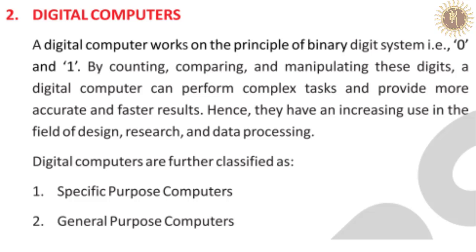2. Digital computers. A digital computer works on the principle of the binary digit system, i.e., 0 and 1. By counting, comparing, and manipulating these digits, a digital computer can perform complex tasks and provide more accurate and quicker results. For this reason, they have an increasing use in the field of design, research, and data processing. Digital computers are further classified as 1. Special purpose computers, 2. General purpose computers.